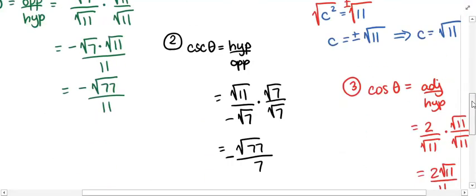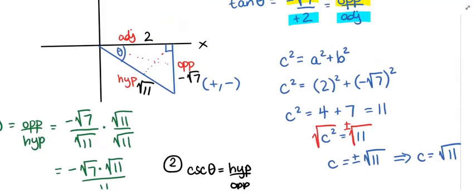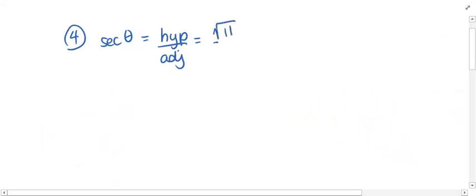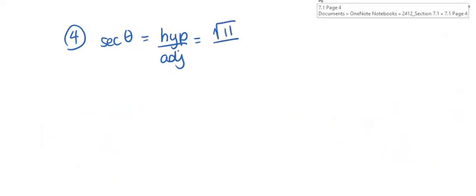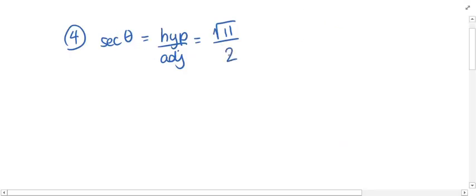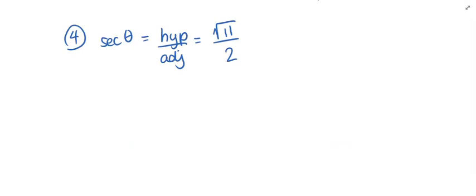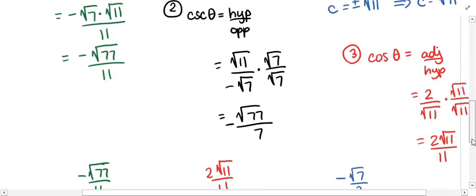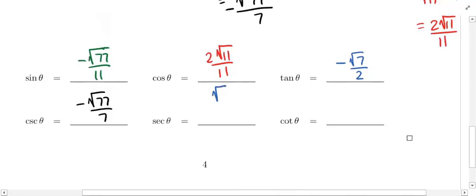The secant of theta is basically the flip of the cosine. This is going to be the hypotenuse over the adjacent side. If I go back to my triangle and read that off, the hypotenuse is the square root of 11, so that goes in the numerator. The denominator is the adjacent side, which is 2. I don't have anything to simplify, so I'll go back and fill this in. The secant is going to be the square root of 11 over 2.